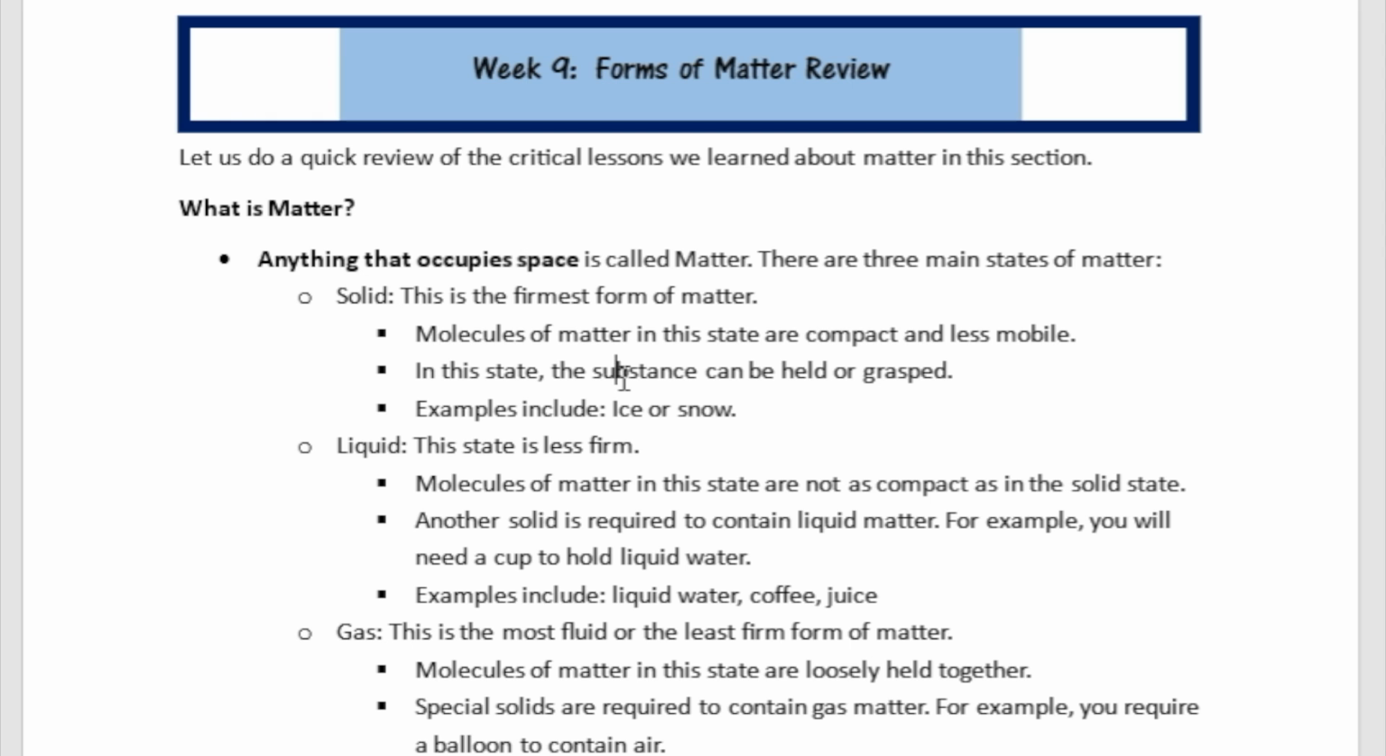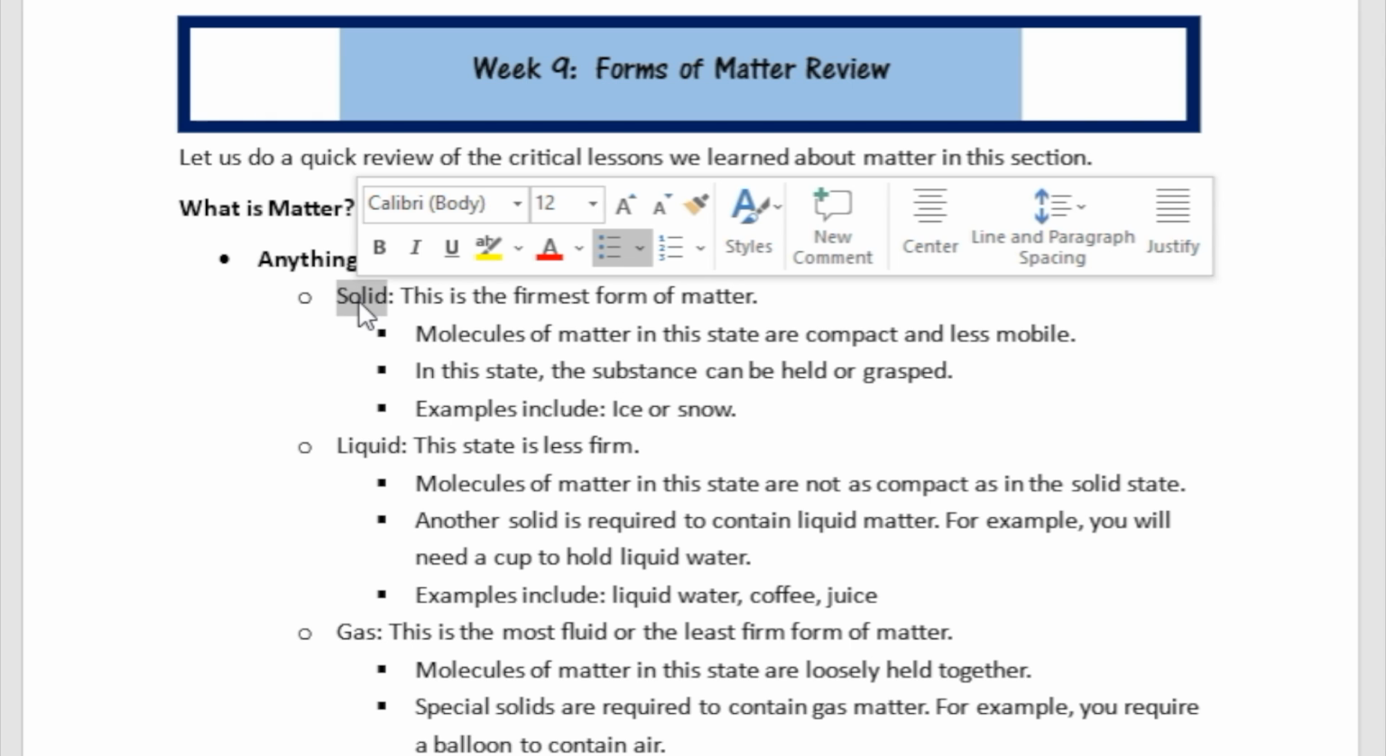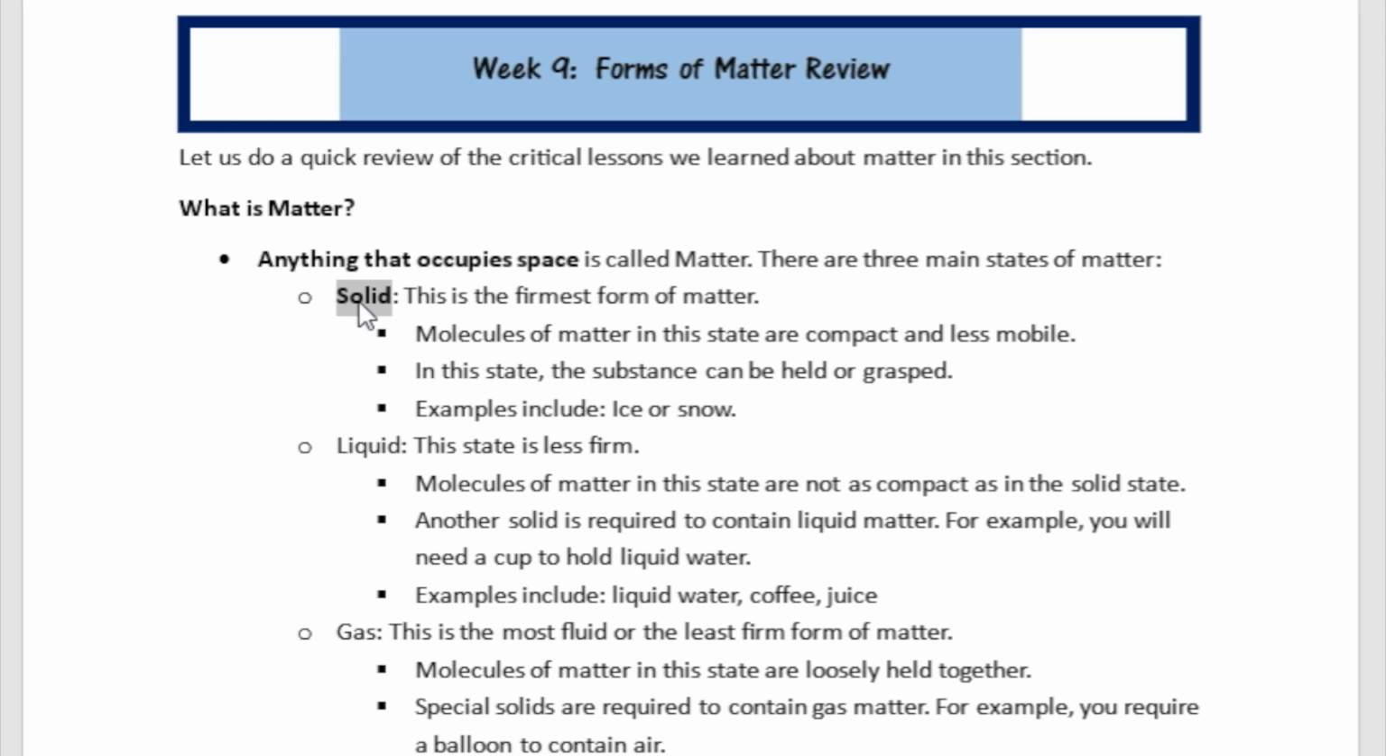Don't forget that. And then we talked about the different states of matter in which matter can exist. We talked about the solid state of matter. Matter can exist as a solid, like your ice cube, your ice block. It can exist as liquid water, which is going to be less firm, or it can exist as gas in the gaseous state. Okay, so we talked about all of that during this unit. All right, so don't forget that. So it's 3 states of matter: solid, liquid, and gas. What's an example of solid matter? That's going to be ice or snow, right?